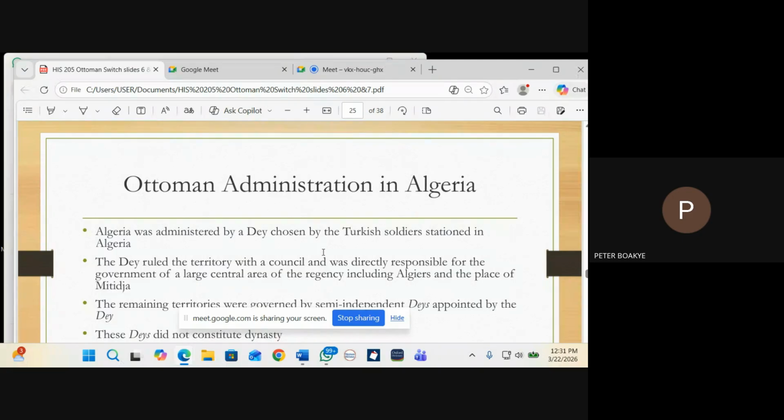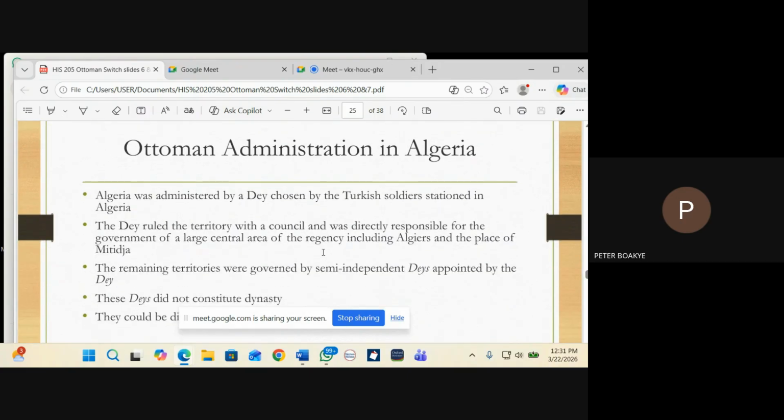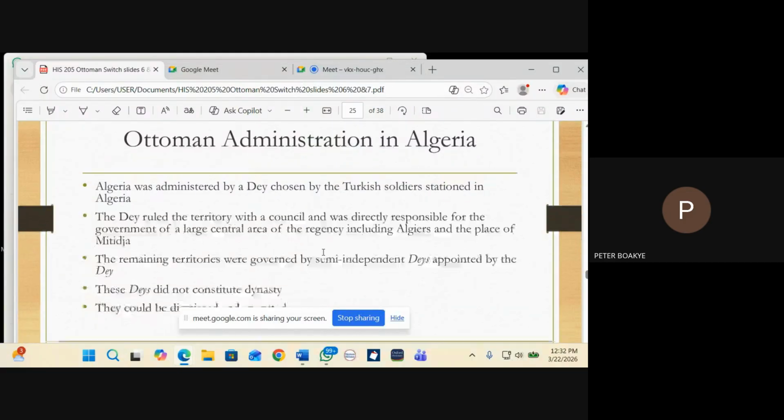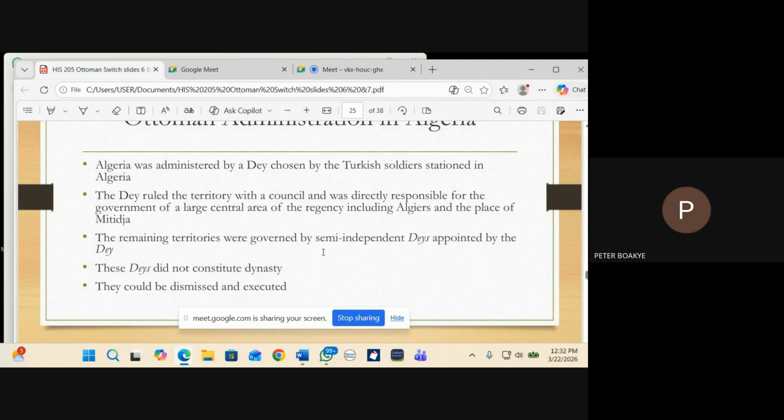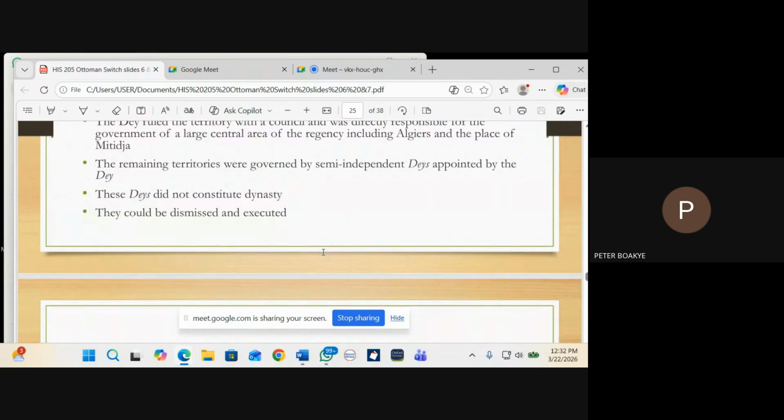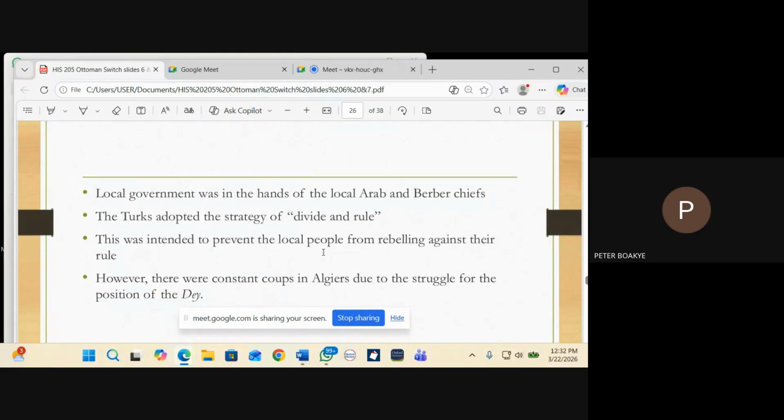So let us look at the Ottoman administration in Algeria. Algeria was administered by a Dey chosen by the Turkish soldiers stationed in Algeria. Now the Dey ruled the territory with a council and was directly responsible for the government of a large central area of the regency, including Algiers and the place of Mitija. The remaining territories were governed by semi-independent Deys appointed by the Dey. Now these Deys did not constitute a dynasty in the real sense of the word. They could be dismissed and executed. Local government was in the hands of the local Arabs and the Berber chiefs.